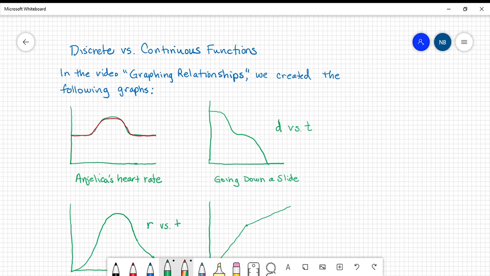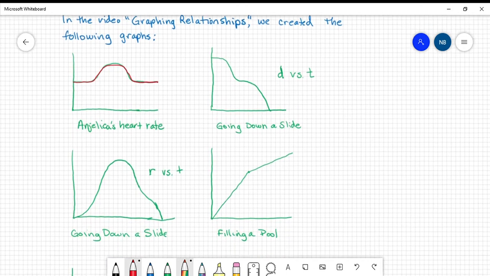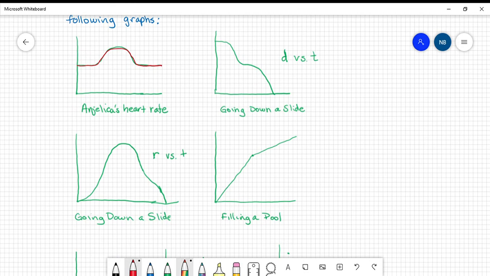This video is on discrete versus continuous functions. In a previous video called Graphing Relationships, we created the following graphs. We created a graph showing Angelica's heart rate as she exercised, a graph about going down a slide where we looked at the relationship between distance from the ground versus time, a graph on going down a slide, but this time comparing the speed at which we're rowing versus time.